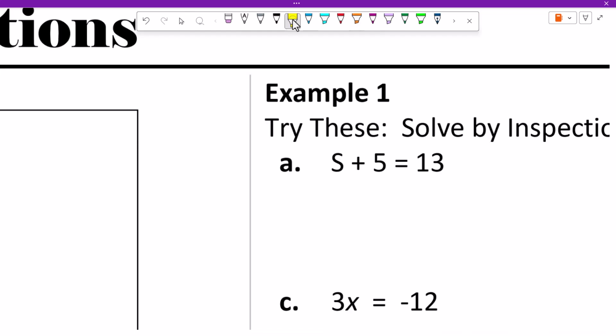We are trying to figure out 8. What is the value of the letter? And Jaden already says 8, right? Because the way you look at it is something plus 5 is 13, and the answer is 8. A lot of these questions you'll be able to figure out just like that. Now, that method is called inspection.